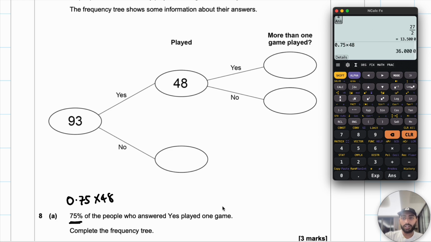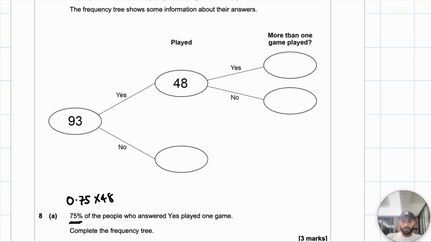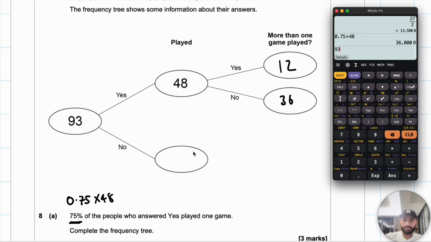0.75 times by 48 gives me 36. So more than one game played is yes. So the no is going to be the 36 people. 48 take away 36 is 12. Now I need to find this number, 93 take away 48, which gives me 45.